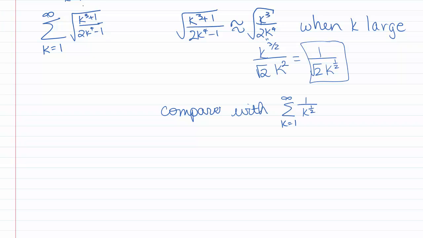But you do want to make sure that you always check. All right, so we're going to compare with this series. And we know that this series diverges because it's a p series, p equaling a half.